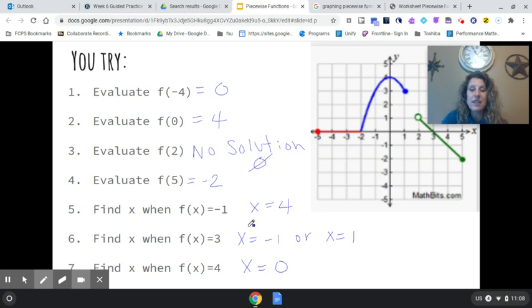Okay, the next one I'd like to talk about is number 6. When we have a y value of 3, so we're going to go up 3 units, we see that there are actually 2 spots on the graph where the y value is 3. So I want to locate both of those x values. So that first one on the left side is x equals -1, and on the right side, x equals 1. So we actually have 2 answers for number 6. x could be -1 or x could be +1.